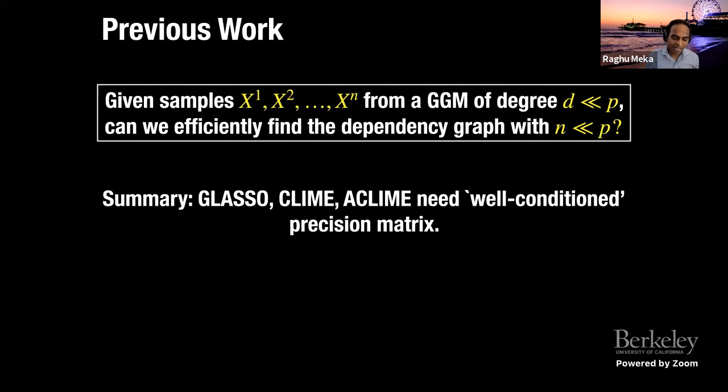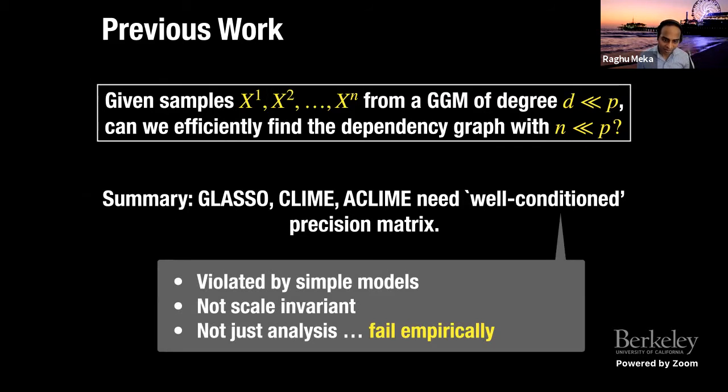So, summary: we have these very nice methods, but they need some kind of well-conditionedness assumption on the precision matrix. These are violated by simple models, and the assumptions are not even scale invariant under natural scalings. And as we'll see, it's not just that our analysis is falling short for these methods. They also fail empirically on a small variant of the random walk example.